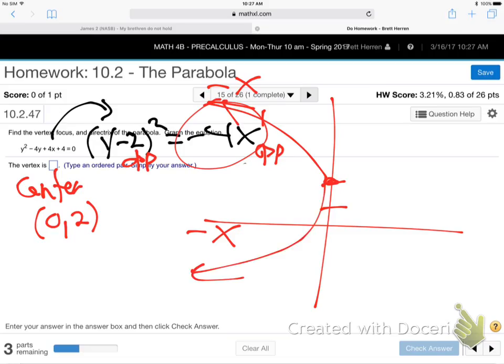It's going left, okay? How far? Where's the focal point? Focal point somewhere here. Directrix line back here. All right, where exactly is the focal point? Focal point's always inside. It's whatever A is.